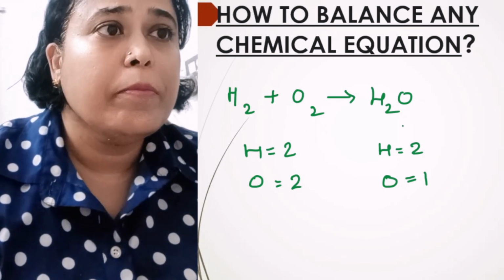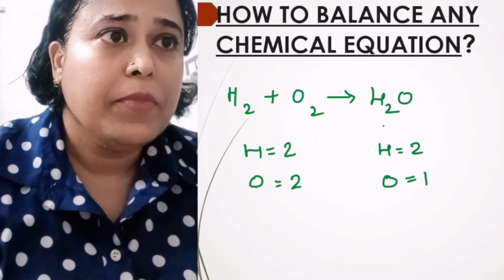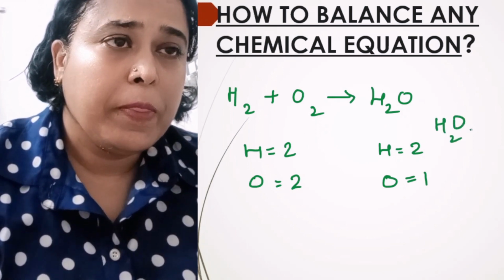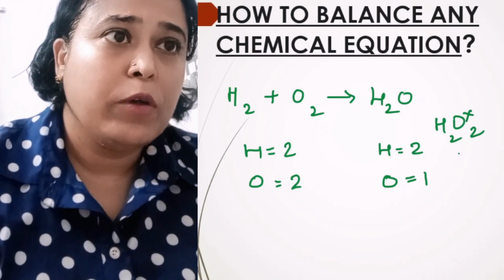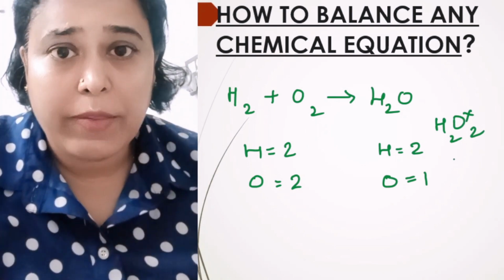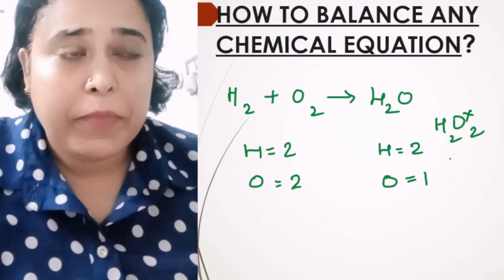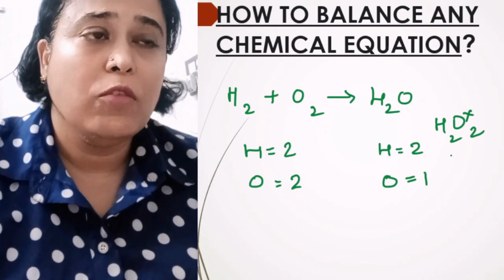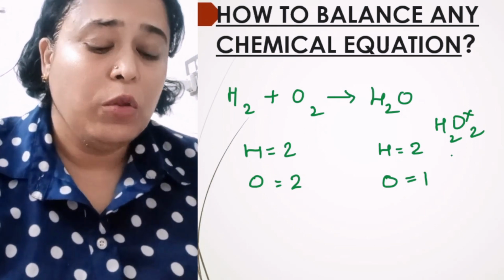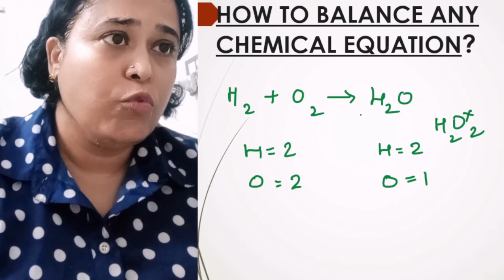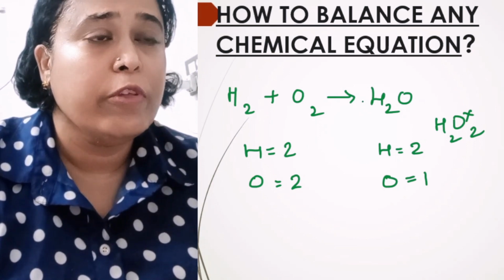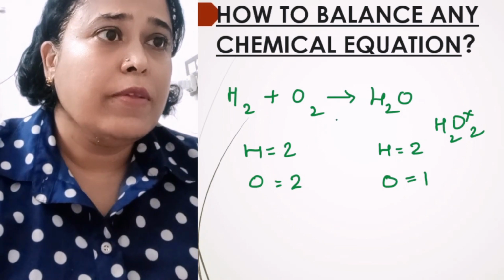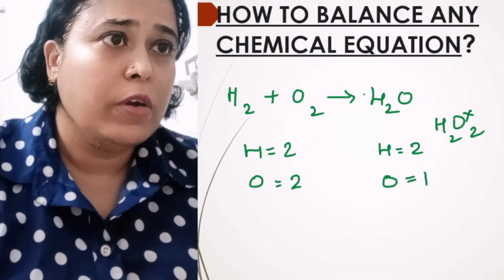So in order to balance oxygen on both sides, we cannot write H2O2. It will be wrong because H2O2 is hydrogen peroxide. It is not water. So if you want to balance the chemical equation, you have to put numbers 2, 3, 4, etc. in front of the formula of the substance or the symbol. So let's try to balance this equation by writing 2 here.